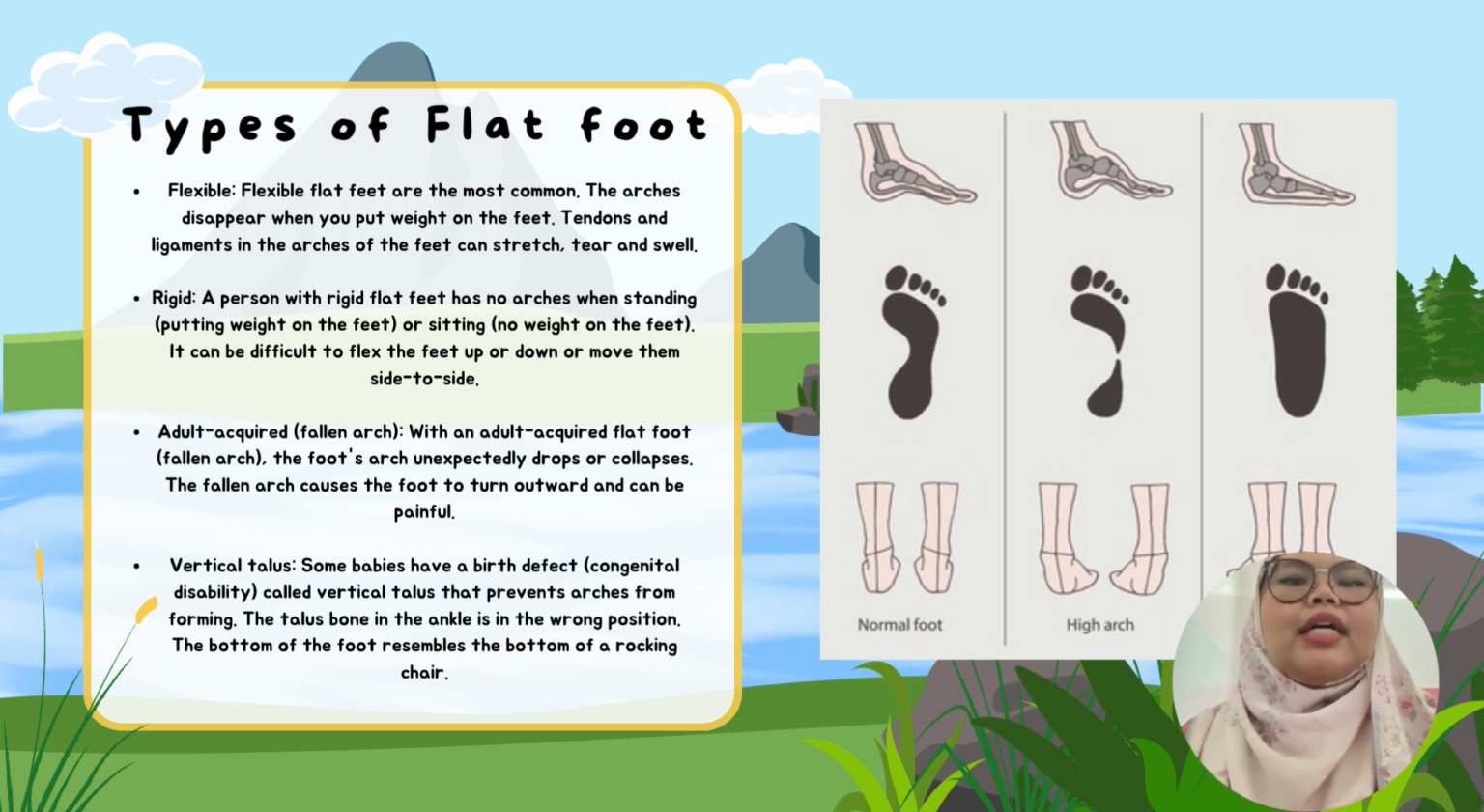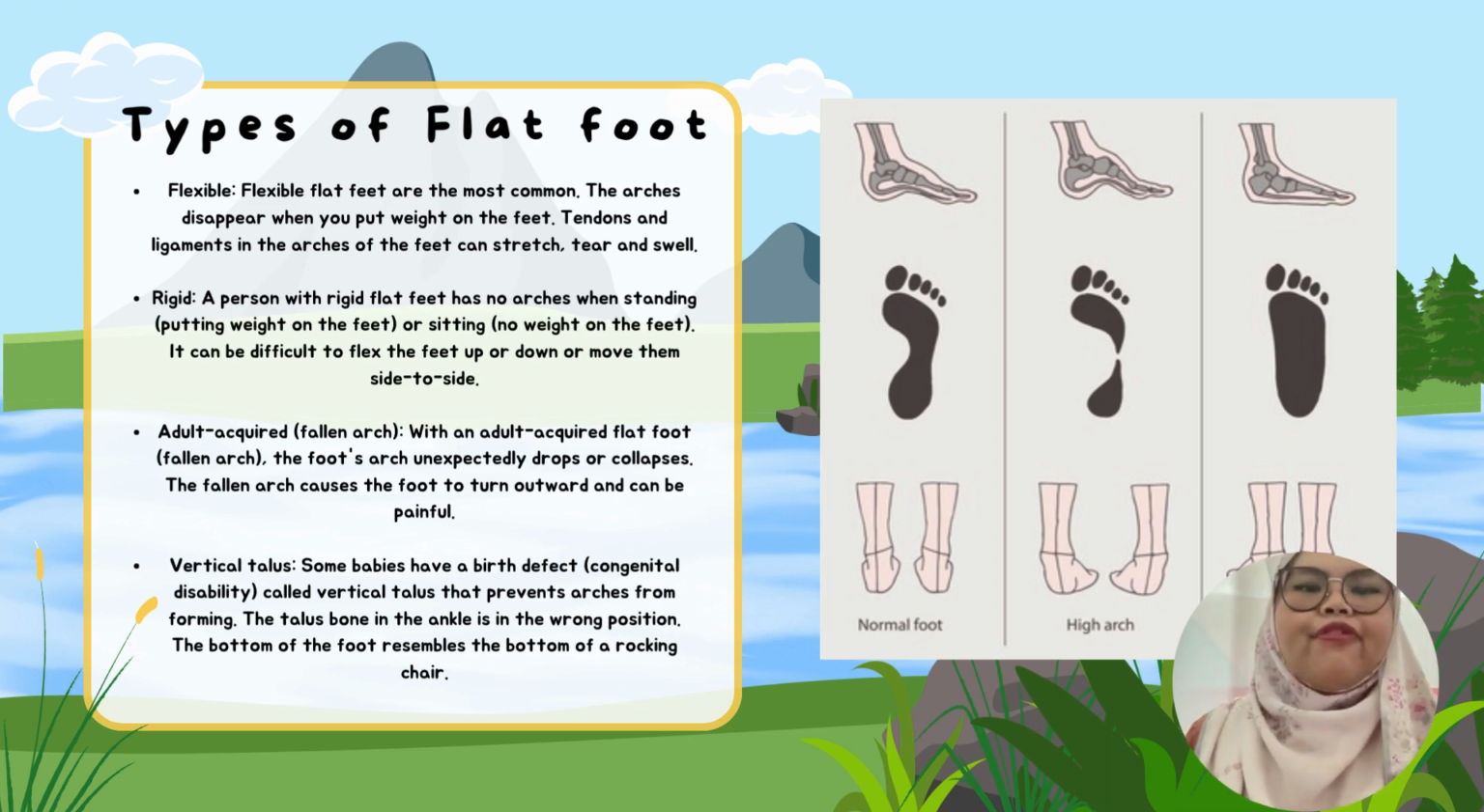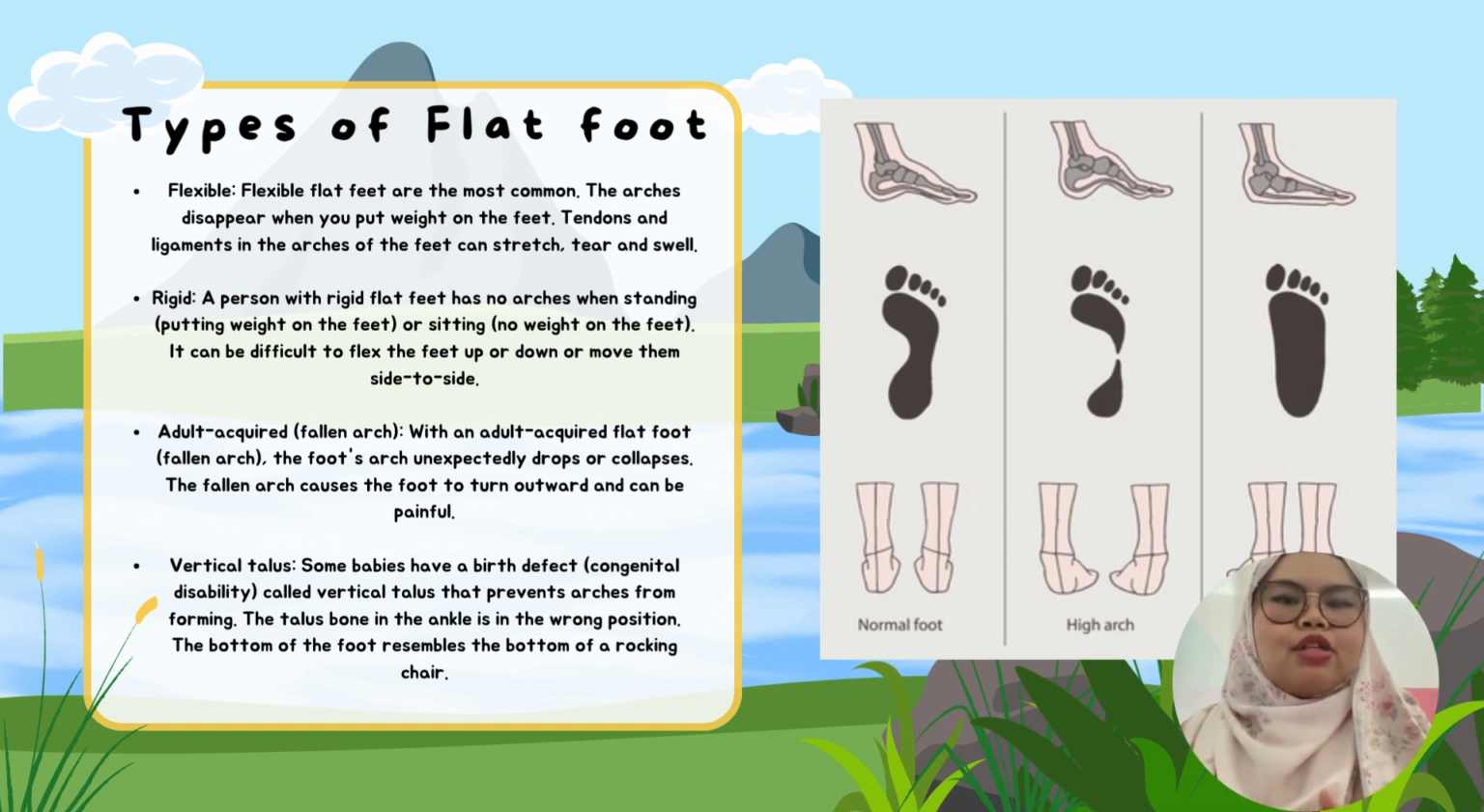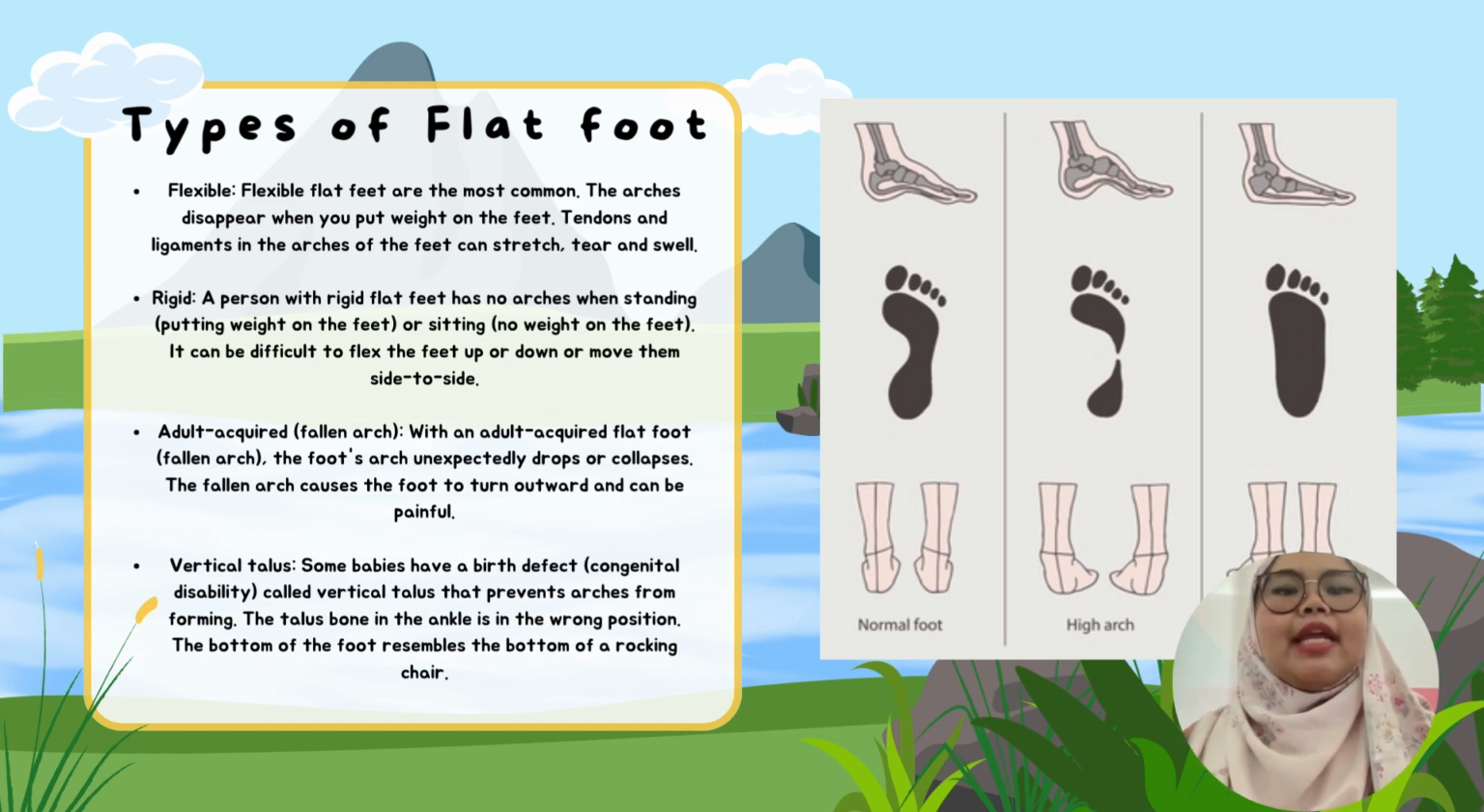Third is adult acquired or fallen arch. With an adult acquired flat foot or fallen arch, the foot's arch unexpectedly drops or collapses. The fallen arch causes the foot to turn outward and can be very painful. The problem may affect only one foot, and the most common cause is inflammation or a tear in the leg tendon.